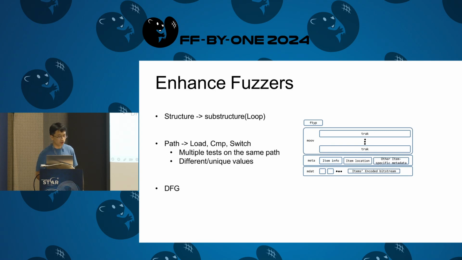And secondly, we pay more attention to the partial testing of some key instruction locations. For example, we use multi-line tests on the same path, and we use different or unique values. So in general, this is the guided fuzz testing structure that focuses more on some forgotten vulnerabilities.